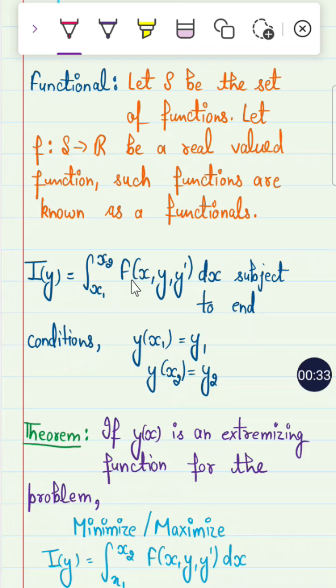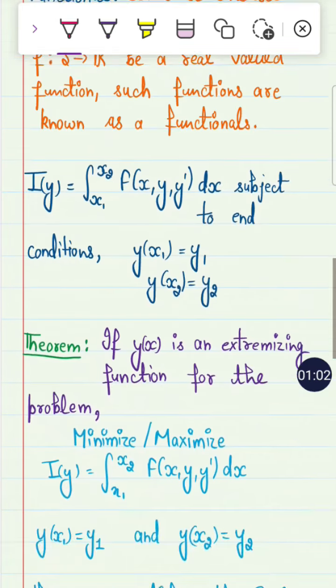Now let us define a functional, I(y), which is equal to the integral from x1 to x2 of f(x, y, y') dx, subject to the endpoints. The boundary points are that y(x1) is equal to y1 and y(x2) is equal to y2. These are the functionals, right? And it is a multivariable functional, because there are two variables. It can be two variable, three variable, four variable, and so on.